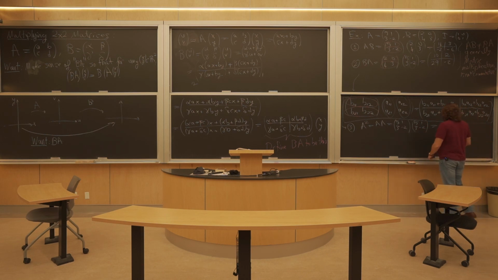Now let's multiply. Again, it's going to be a 2 by 2 matrix. 25 plus 3 is 28. 5 minus 2 is 3. 15 minus 6 is 9. 3 plus 4 is 7. That's the square of the matrix A. Okay? So that's the square of the matrix A.